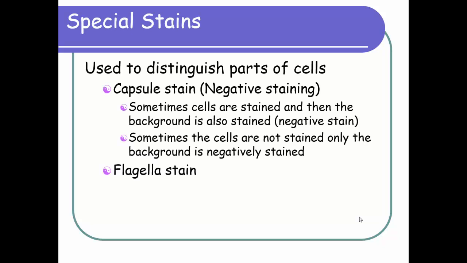Capsular stains, using a negative stain and or a counterstain, is used oftentimes to distinguish capsules around bacteria. Sometimes the cells are stained and then the background is stained with the negative stain. Sometimes we only stain the background. The other specialty stain we'll look at is the flagella stain.